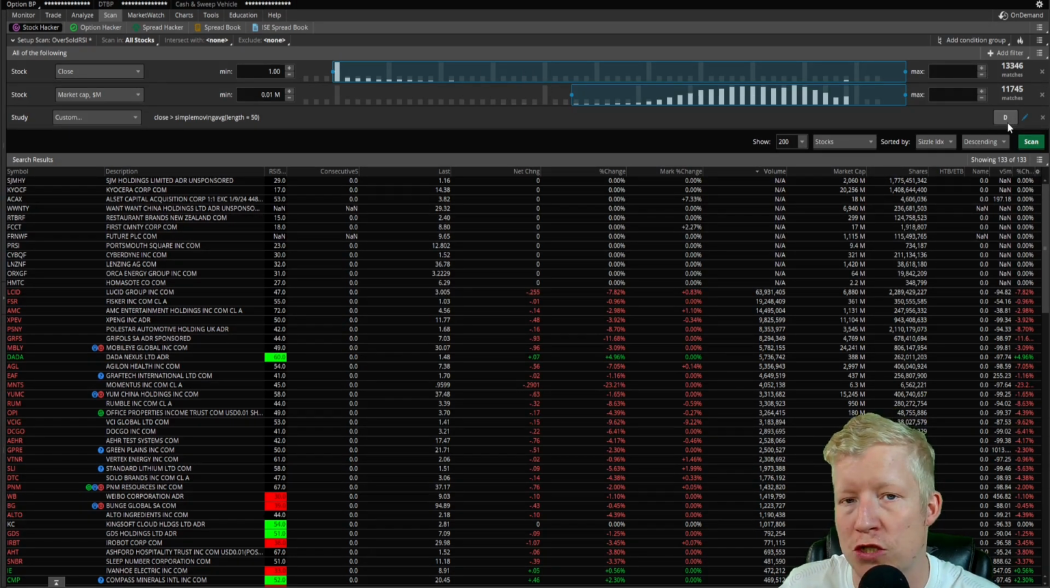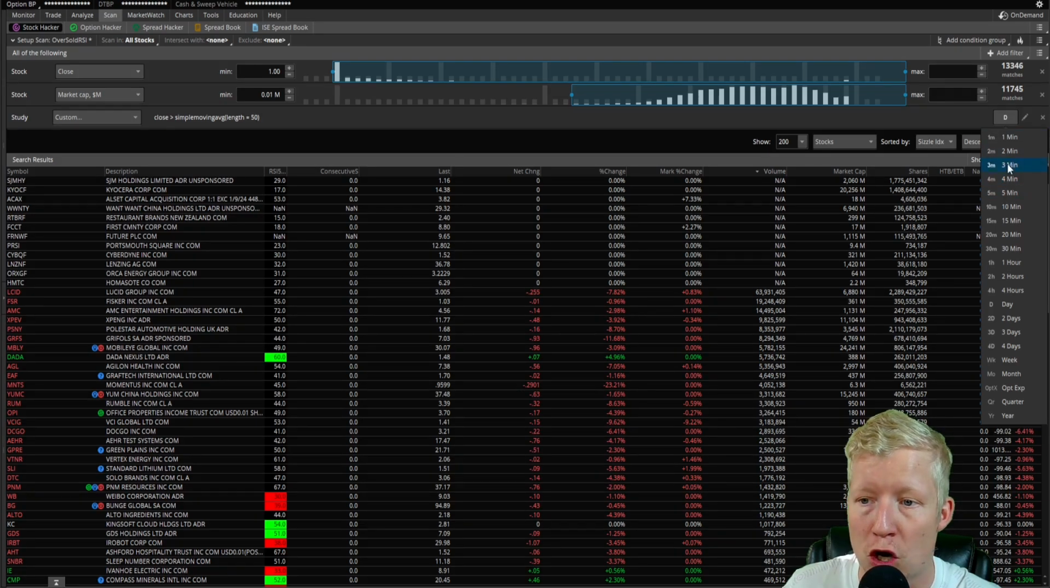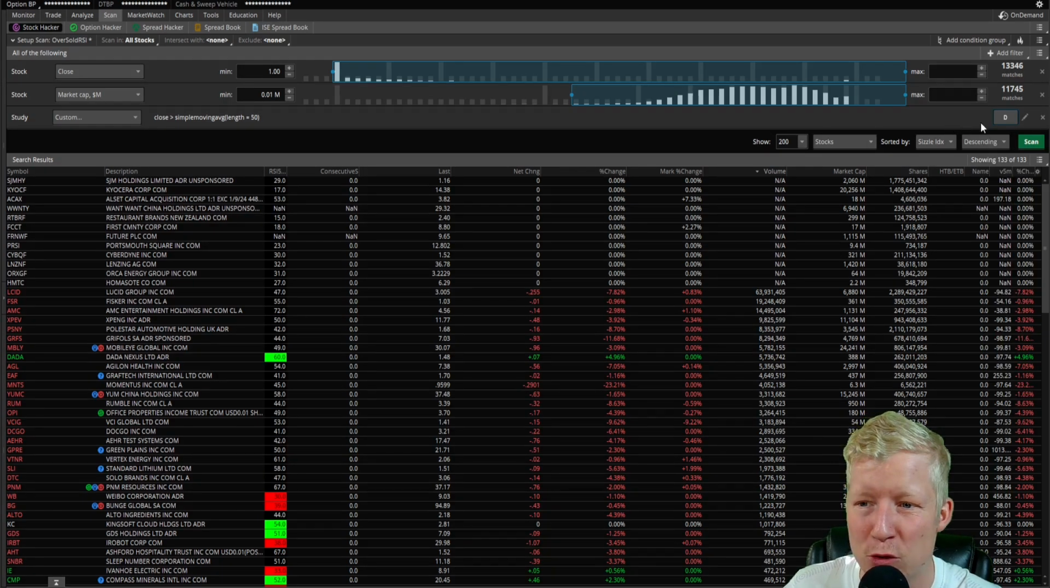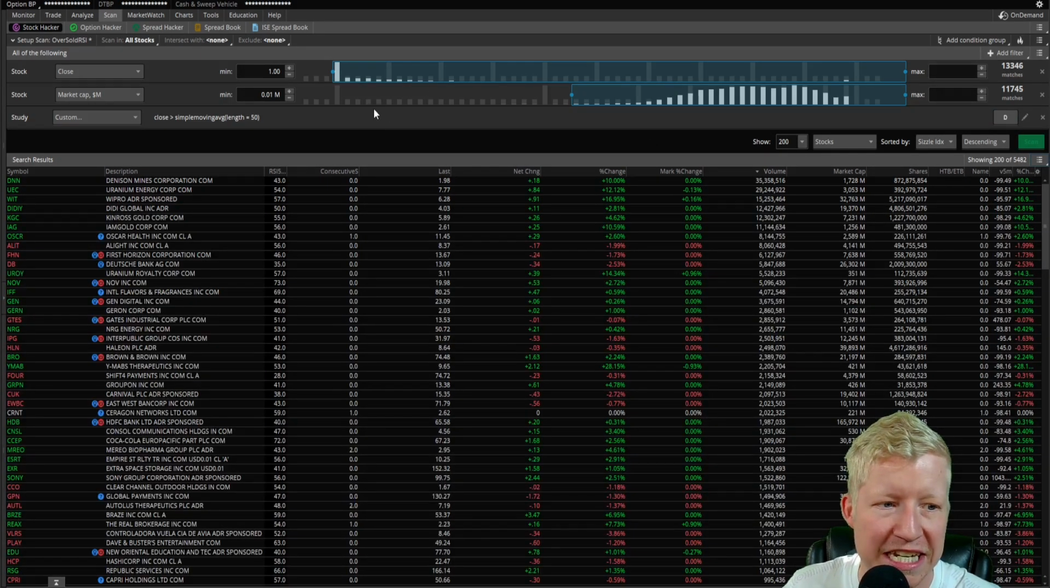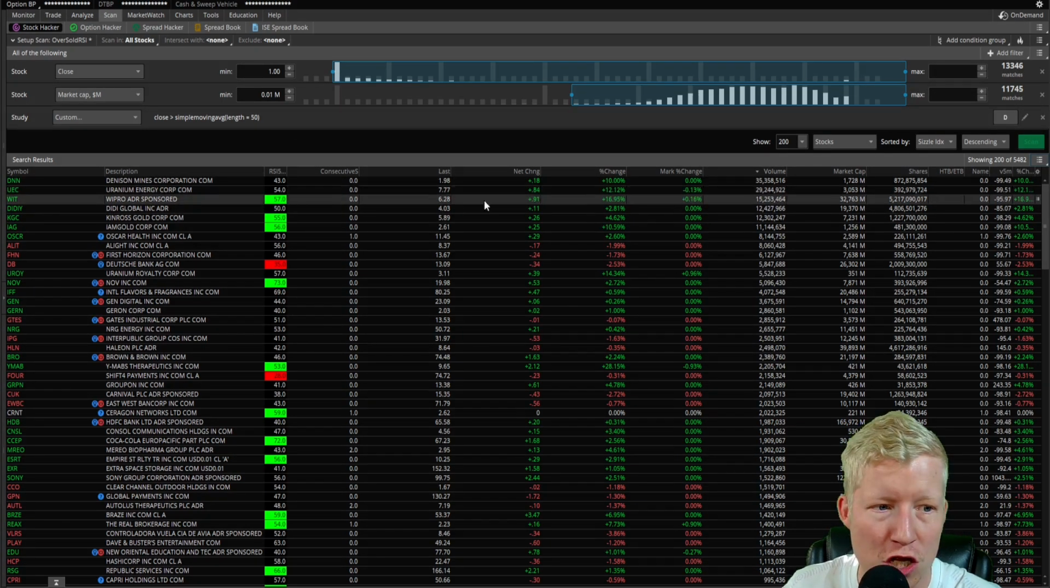I should point this out too, just for a little bit of extra education. Whenever you're building any indicator like this, if you would like it to run on different time frames rather than daily, you click on this D right here, and then you select what time frame you would like it to run against. We're going to run it against the D. And we're going to look at stocks that have their close over the 50 simple moving average, sorted top down by volume.